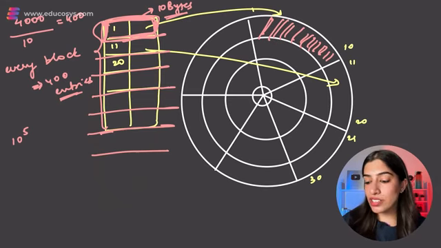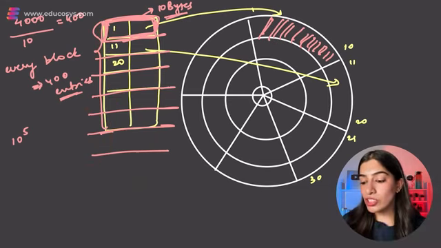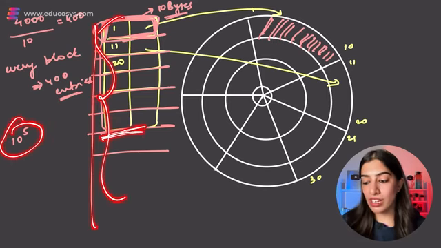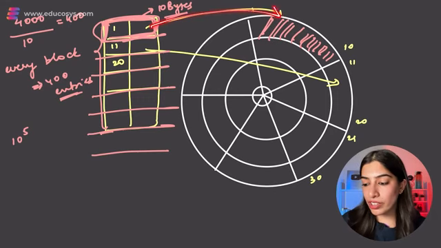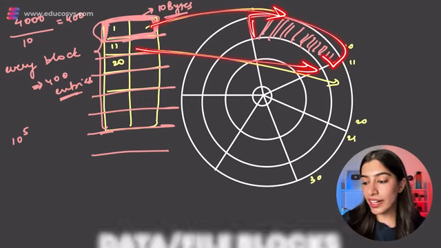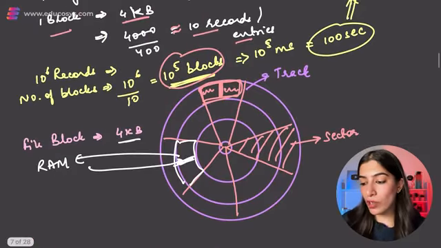So the next question is, in order to read this entire table, how much time are we going to take? So we have to read through how many entries? 10 power 5 entries in this table. I hope you understood why we need 10 power 5 entries. See, what are these pointing to? These are pointing to these data blocks, right? These file blocks that are storing data. And how many blocks are storing data?